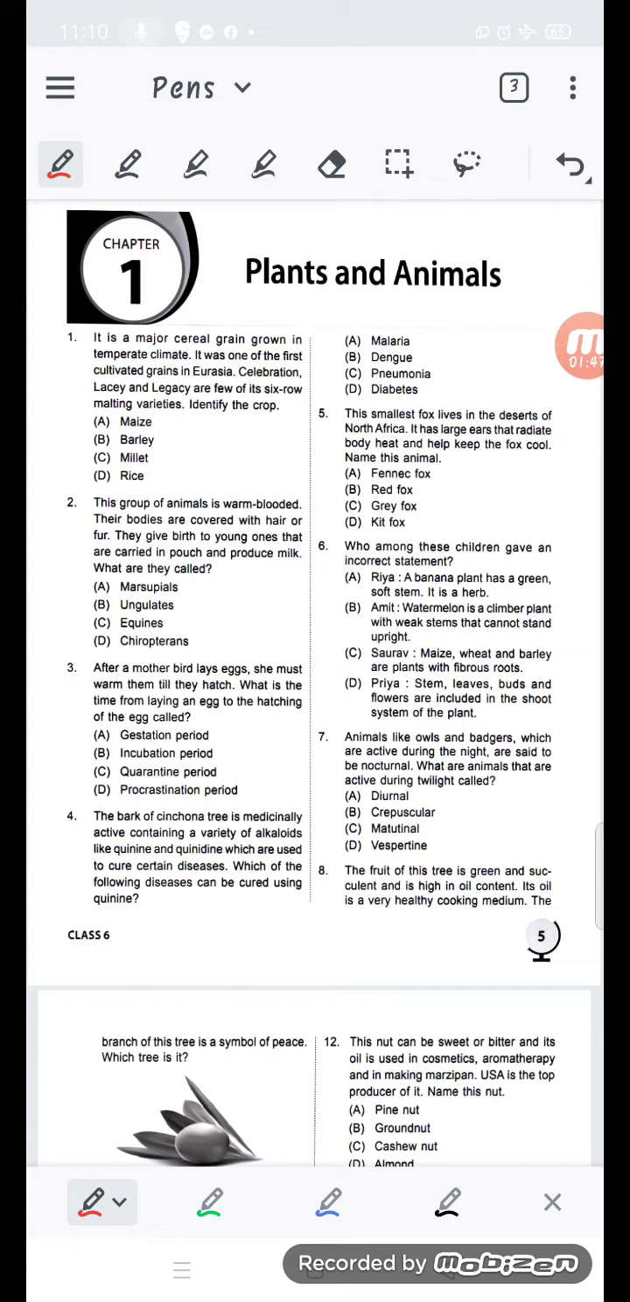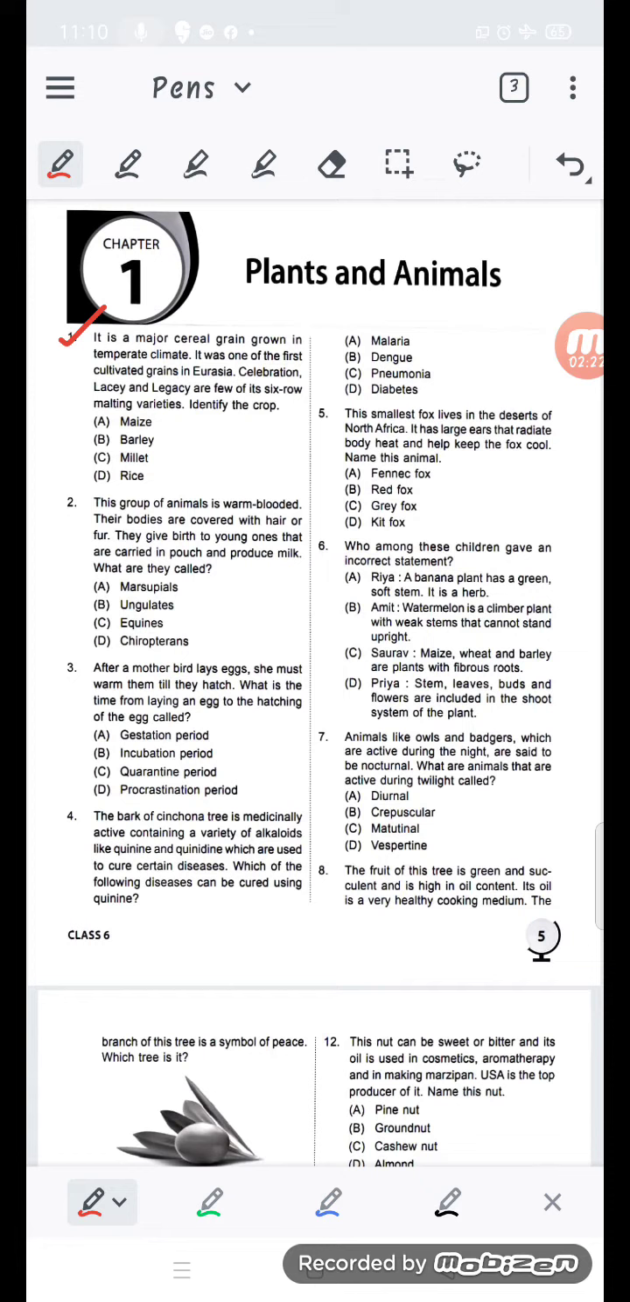The first question: it is a maize cereal grain grown in temperate climate. It was one of the first cultivated grains in Eurasia. Celebration, Lessie and Legacy, a few of his 6 row malting varieties. So we have to identify the crop. What are the options? Option A is maize, B is barley, C is millet, and D is rice.